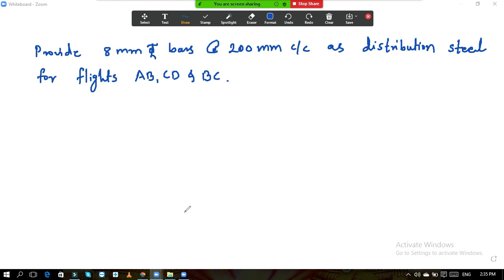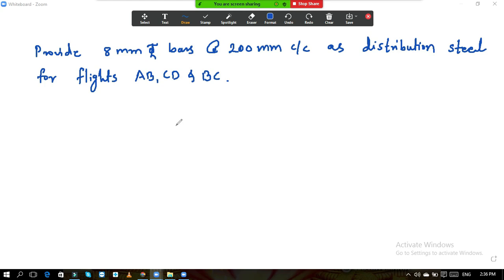Okay, minimum steel will be same for all the flights, because the minimum steel or distribution steel depends upon the grade of steel. It doesn't depend upon the length of the flights. Okay, so this is the steel design. Now after this, the last thing is the development length.